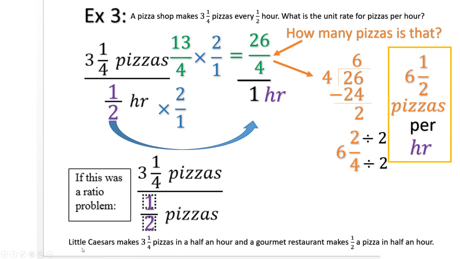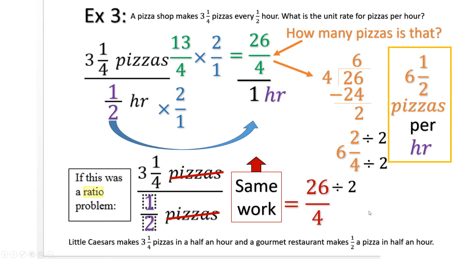Down here, here's an example. Little Caesars makes 3 1/4 pizzas in a half an hour, and a gourmet restaurant makes half a pizza in a half an hour. So we're comparing the speed of making these pizzas. So the pizzas per half an hour is the same units, so the units will cancel out. The work will be the same once again, so we don't really need to re-show it. But the final answer is going to be 26/4, which will then simplify to a ratio of 13/2 as the final answer. So Little Caesars is making quite a bit more pizzas than this gourmet restaurant per whatever the time may be. So a 13/2 ratio.